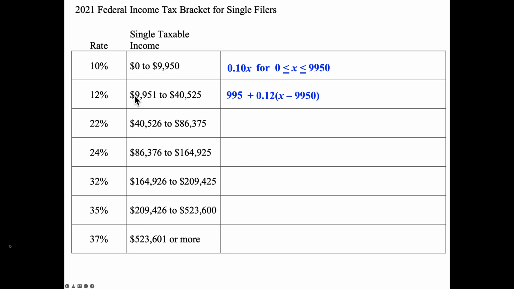So if I made $9,951, $1 times 12% is just 12 cents. That's all I pay. I still pay the $995 plus an extra 12 cents. So it's not 12% on any value in between here, only what's above it.